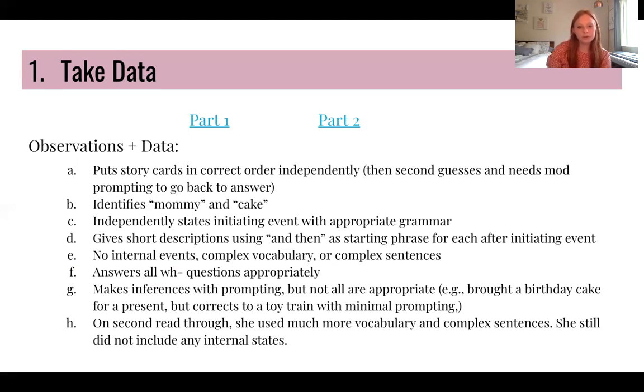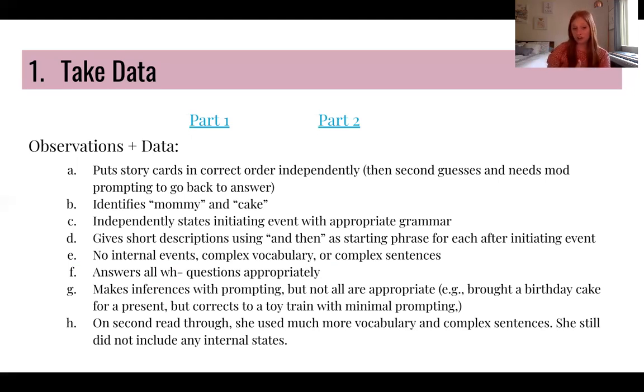She gave short descriptions using "and then" as a starting phrase for each after the initiating event. So, for example, she would say, well, he went to the door and then they sat down and then they got a cake and then they ate it. Right. And so she was using "and then" as a starting phrase for every single thing after her initial event.